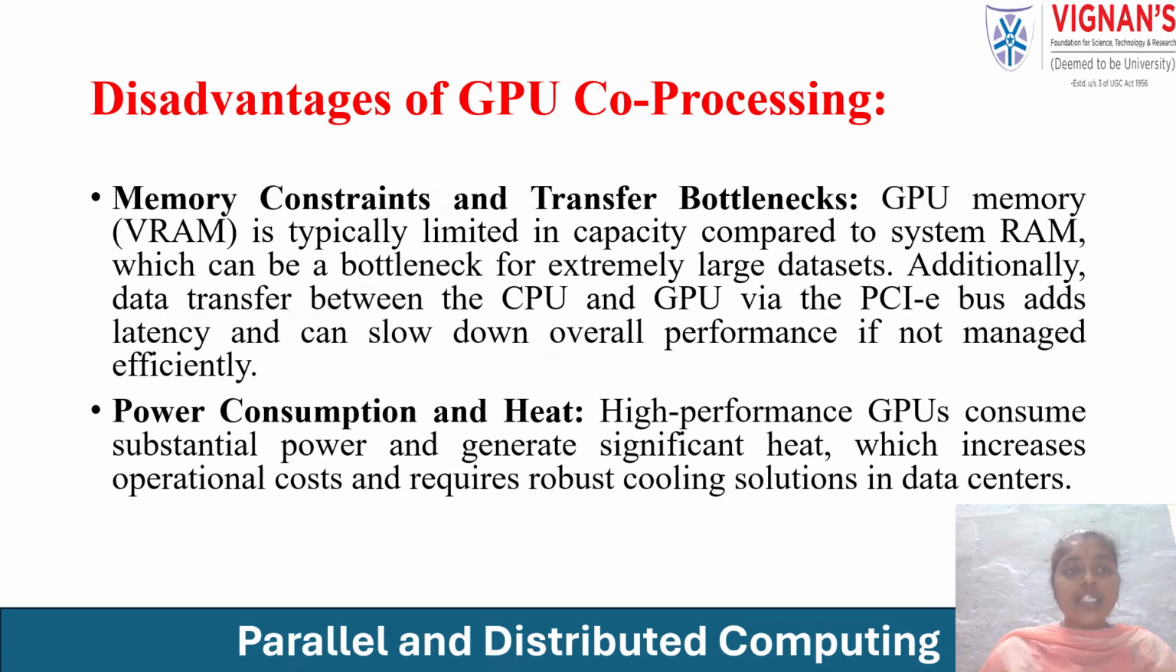Disadvantages of GPU coprocessing. Memory constraints and transfer bottlenecks. GPU memory (VRAM) is typically limited in capacity compared to system RAM, which can be a bottleneck for extremely large datasets. Additionally, data transfer between the CPU and GPU via the PCIe bus adds latency and can slow down overall performance if not managed efficiently. Power consumption and heat. High performance GPUs consume substantial power and generate significant heat, which increases operational cost and requires robust cooling solutions in data centers.